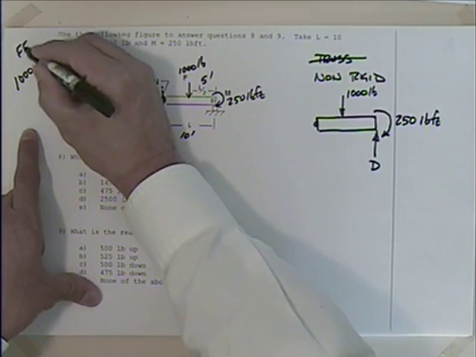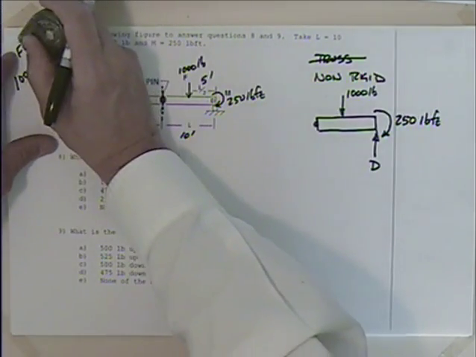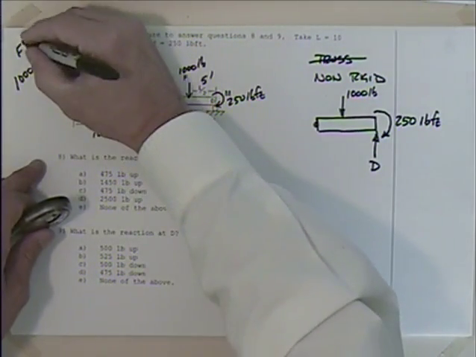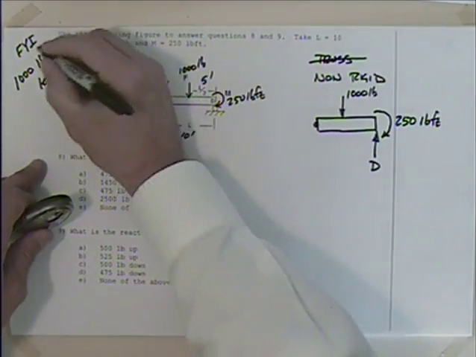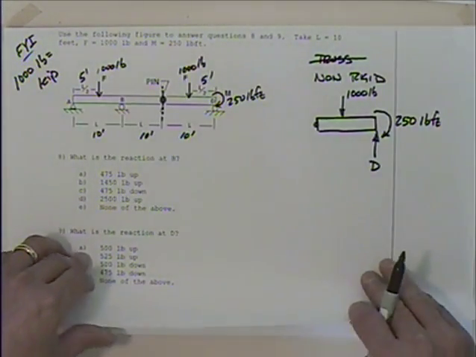1,000 pounds, remember, is a kip. That's an FYI. FYI, 1,000 pounds is a kip, just in case it's used.